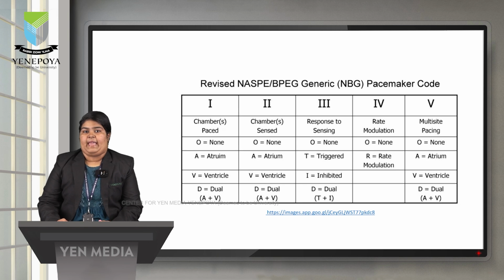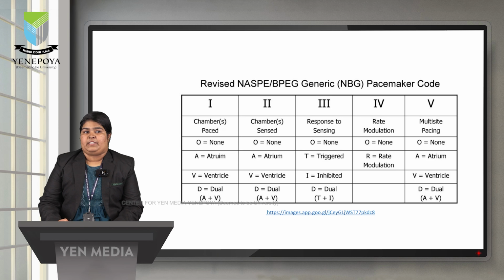O means none, A is atrium, V is ventricle, D means dual. A means only the atrium is getting paced, V means only the ventricle is getting paced, and dual means both the atrium and ventricle are getting paced. The second letter is the chamber getting sensed. O means none, A is atrium, so only the atrium is sensed, V is ventricle, D is dual. Dual means both the atrium and ventricle are sensed for any abnormal conduction.